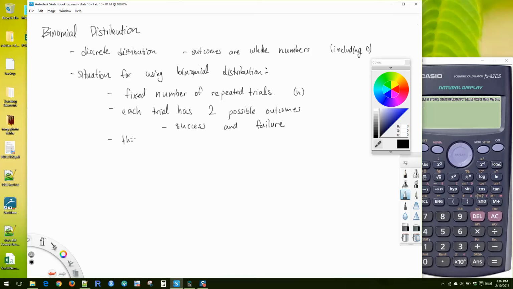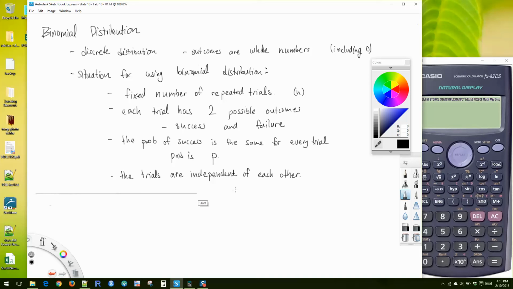The probability of success is the same for every trial, and that probability is P. And then the trials are independent from each other. And independent, what does independent mean? It means the outcome of one has no influence on the outcome of another.